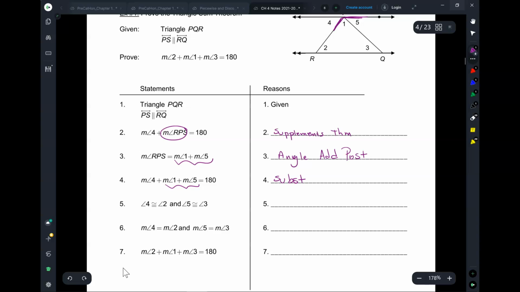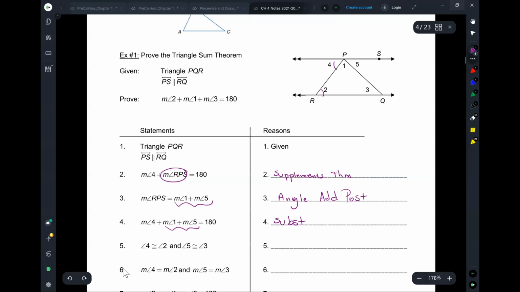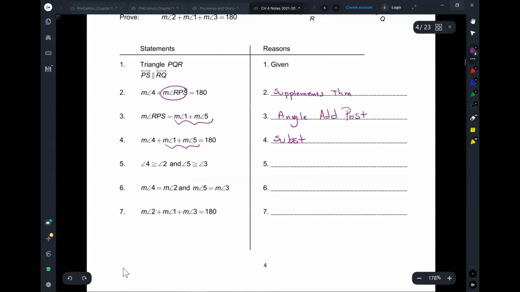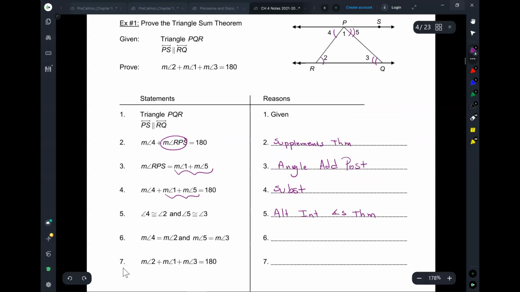Substitution, because you're not saying one is equal to the other and the other is equal to the next, right? Now, here we go. Angle 4 is congruent to angle 2. What types of angles are those? Alternate interior angles theorem, and also 5 and 3. Now, next. Measure of angle 4 is equal to measure of angle 2. Measure of angle 5 is equal to measure of angle 3.